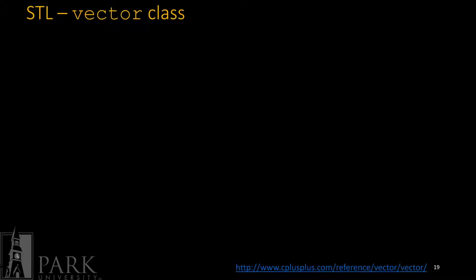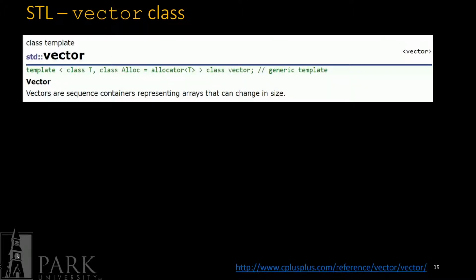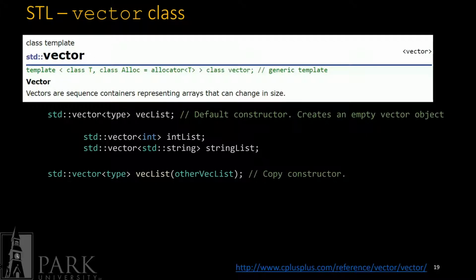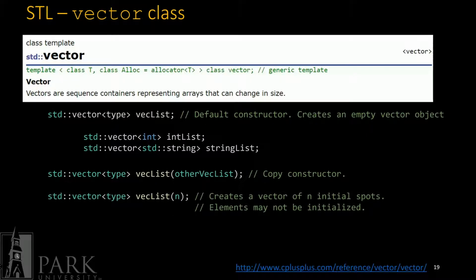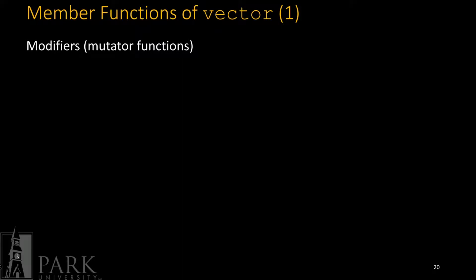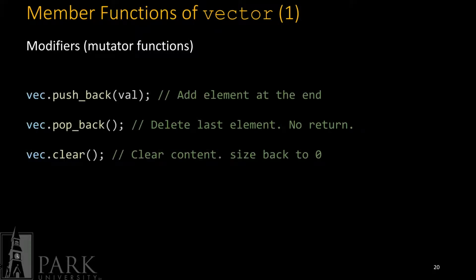The vector class is defined in the header file vector. Here are examples to declare an int vector and a string vector. These two declarations invoke vector's default constructor. However, vector also provides a copy constructor, a constructor with a capacity parameter, and a constructor to easily create a vector object holding n elements of the same value, as well as many others. The vector class provides many member functions. Here are 3 typically used mutator functions: to append, to delete the last element, or to clear a vector object.